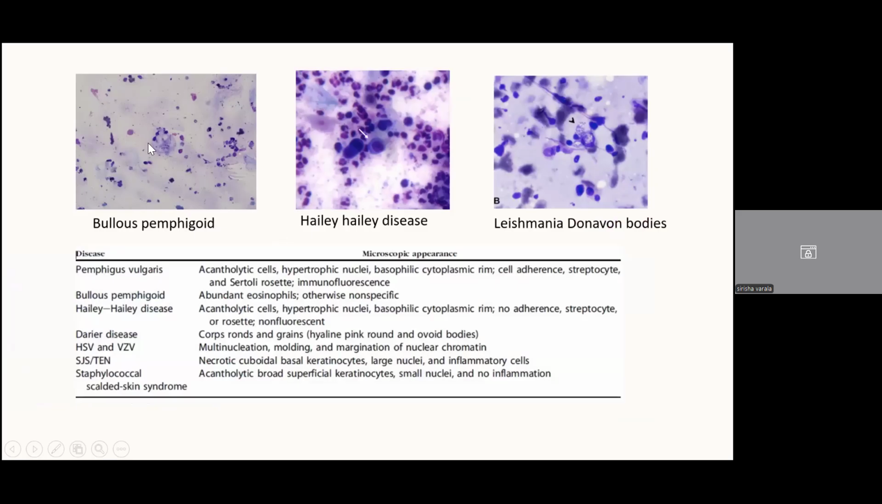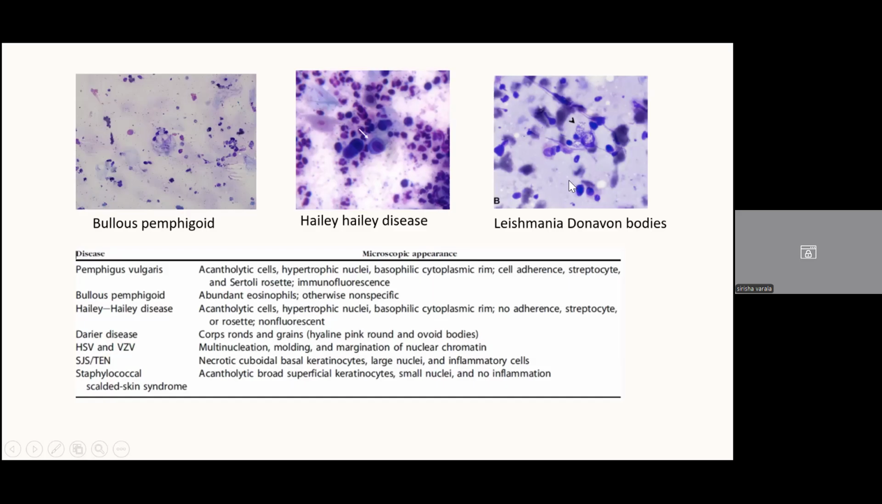Now, bullous pemphigoid, what happens? You will not be able to appreciate acantholytic cells. Mostly you will be seeing these pink cells, which are eosinophilic cells. That way it helps in differentiating. Now in Hailey-Hailey also, you will be able to see the acantholytic cell. So here's a beautiful acantholytic cell. But then you don't see the grouping that is there in pemphigus vulgaris. These cells are scattered widely. That is the difference, and no streptocytes, no rosettes.